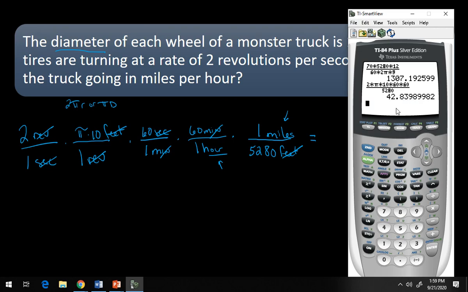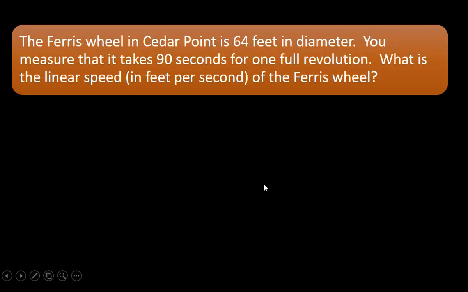Okay, let's look at another one. The Ferris wheel at Cedar Point is 64 feet in diameter. You measure that it takes 90 seconds for 1 full revolution. What is the linear speed in feet per second of the Ferris wheel? All right, so at the end, we want feet per second. All right, what else? So we measure that it takes 90 seconds for 1 full revolution. So we can say 1 revolution takes 90 seconds. That's our given rate there.